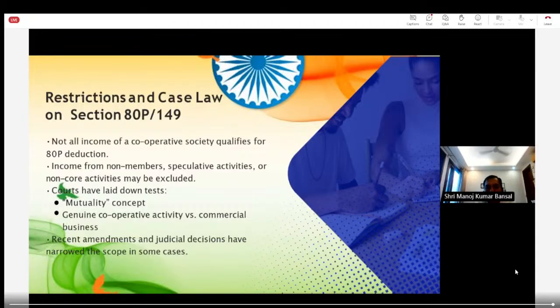But at the same time, if I am having a business and I am doing business with outsiders who are not the members, then that income will not be exempt. A small example we have just shared is interest received from a nationalized bank, or business done by a cooperative bank. That is not exempt. That is taxable.